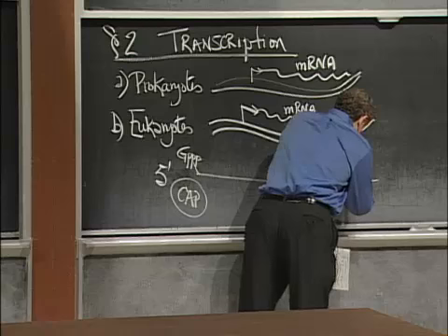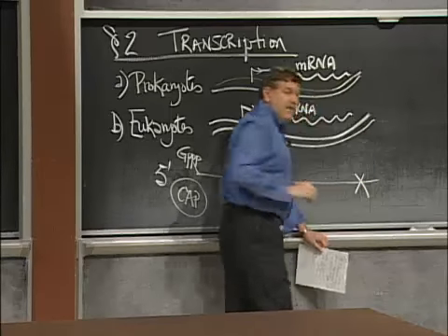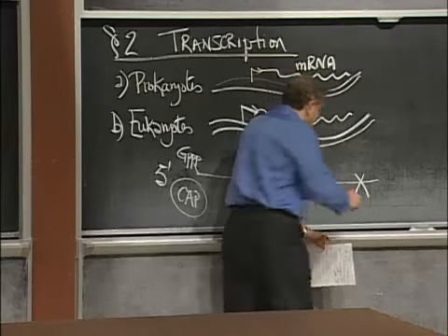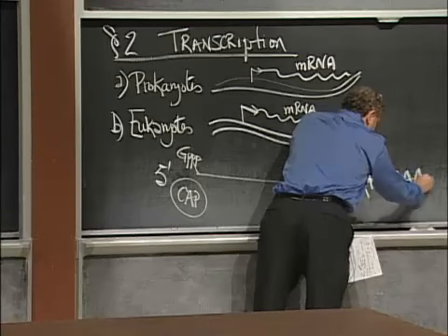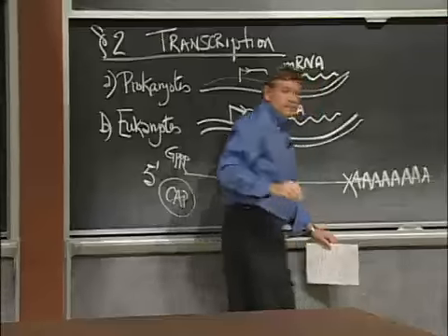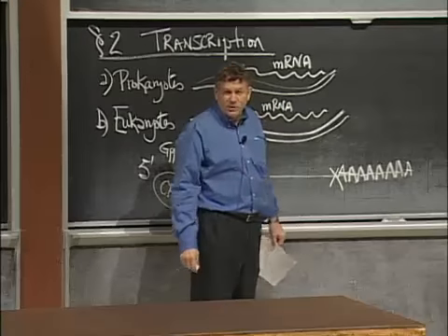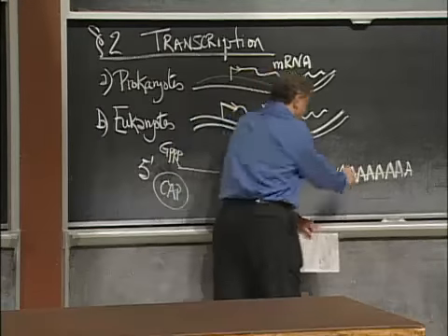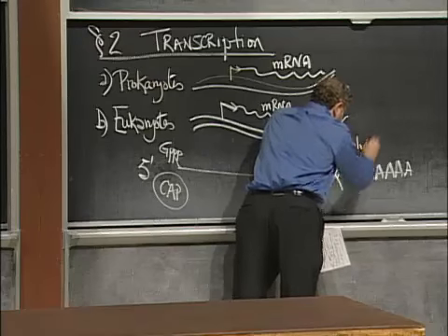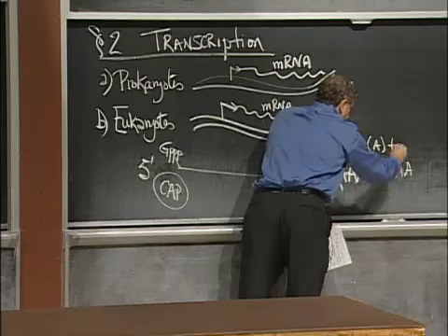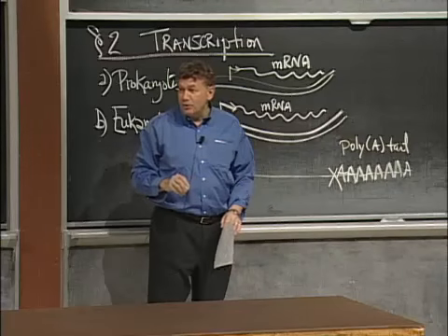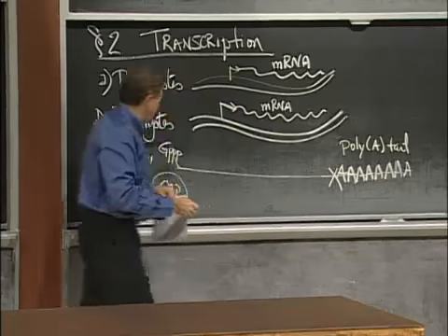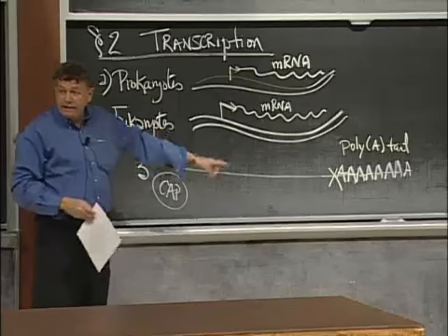Eukaryotes also do something where somewhere near the end, they cut the message and they stick on a bunch of A's as a tail at the end. And this is also important for message recognition and message stability and all that. And this is called the poly-A tail. Most of the names are quite reasonable. The tail of lots of A's is called the poly-A tail. So eukaryotic messages have a cap at the front, the poly-A tail at the back.